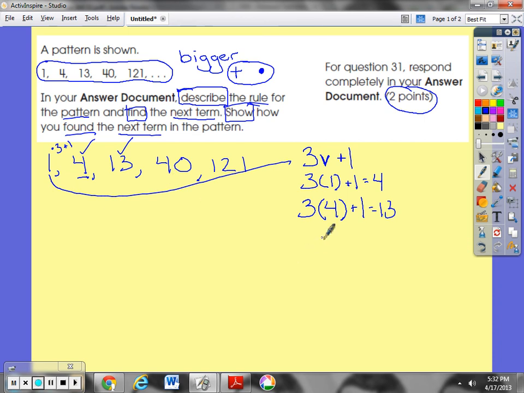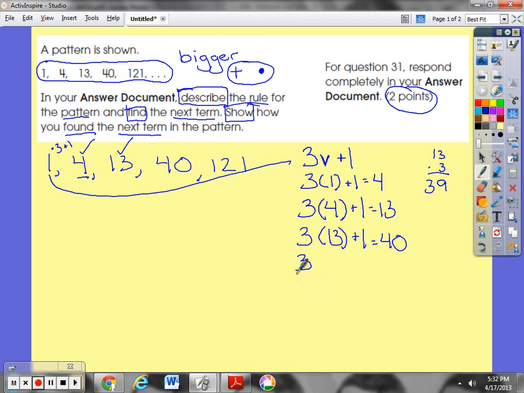Let's try 13. The value is 13. I'm going to multiply 13 by 3. 13 times 3, if I don't know that, I go off to the side here. 3 times 3 is 9. 1 times 3 is 3. That's 39, but 39 plus 1 gives me 40. Hey, I love it.